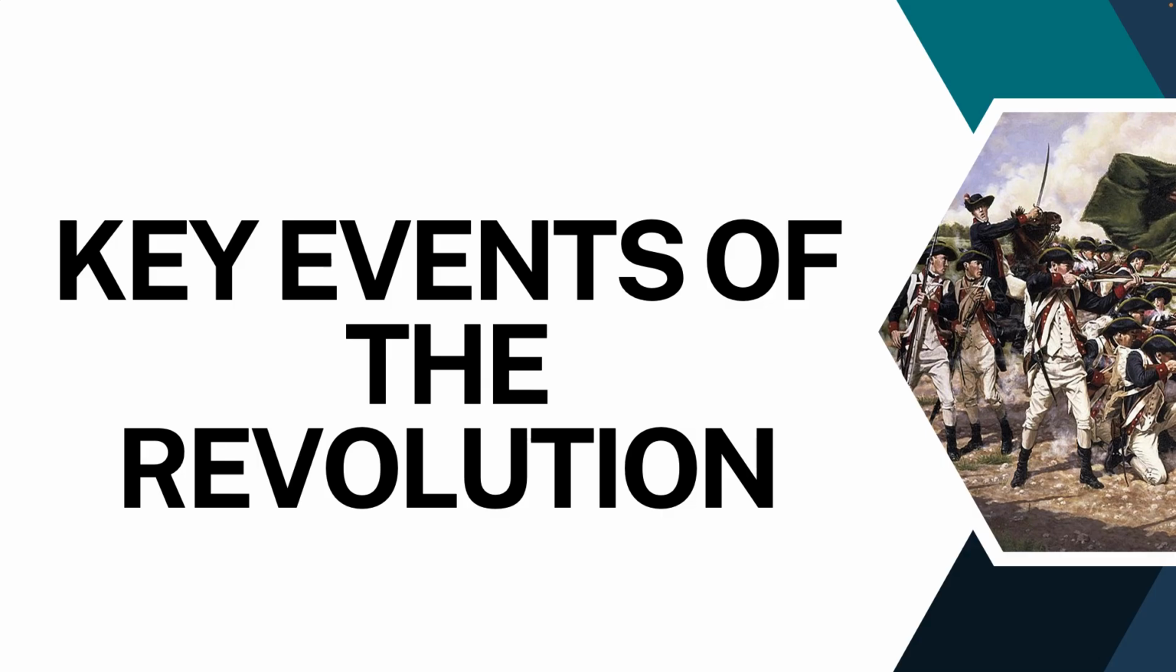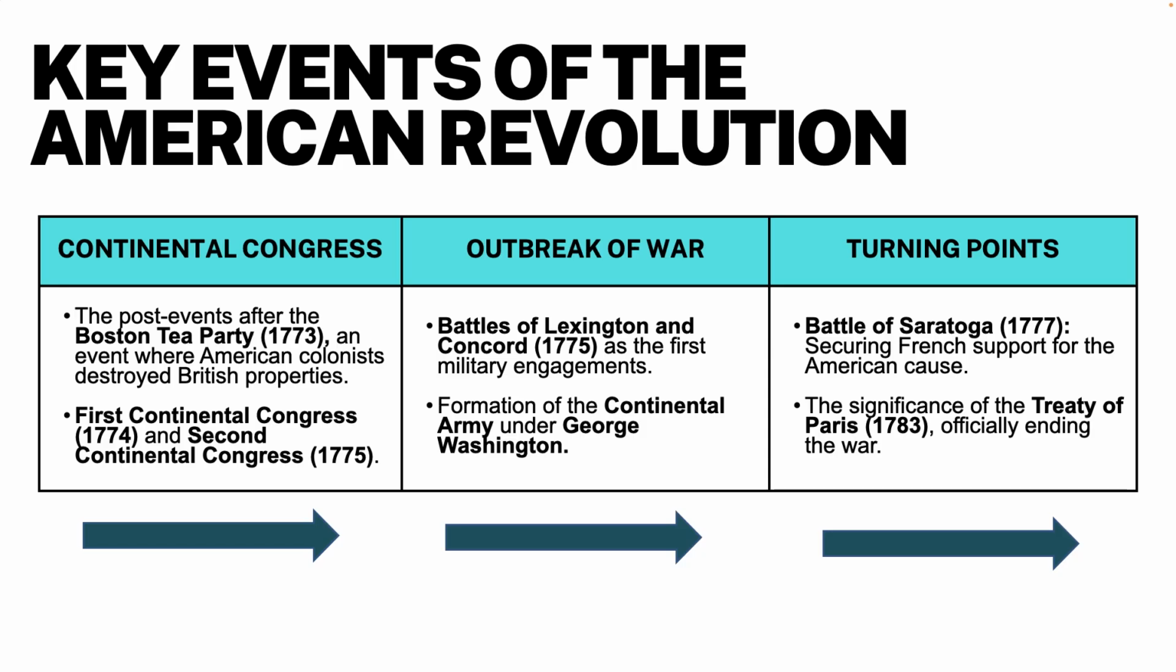All right, so let's now go onto the actual key events of the revolution. Kumbaga, ito yung mga three events that shaped the whole landscape of what we call the American Revolution. So, hinati ko siya into three areas, no? The Continental Congress, the outbreak of war, and the turning points. Pag sinabi natin Continental Congress, I would like to highlight there the collective gathering or the collective events that happened between the American colonists and the British government.